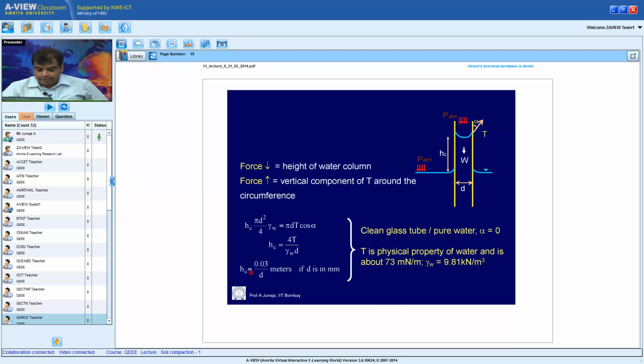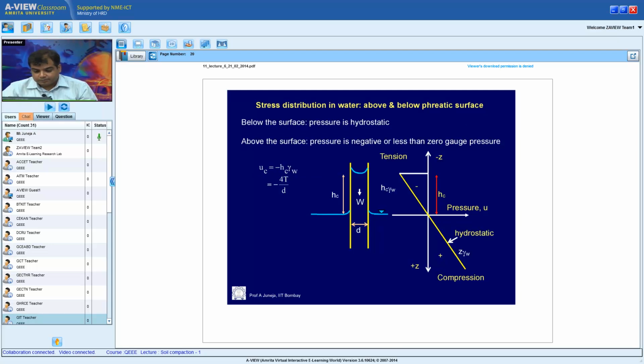So if I use this analogy of the capillary tube in my soil, I can say this Hc is my capillary height, the height over which the water will rise above the water table within the small grains, and small d is the particle size. We are going to look at this equation very carefully. This is still a very generalized form of the equation. We'll look at it in detail in the next few slides.